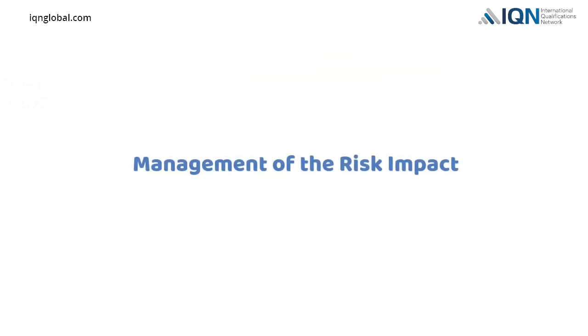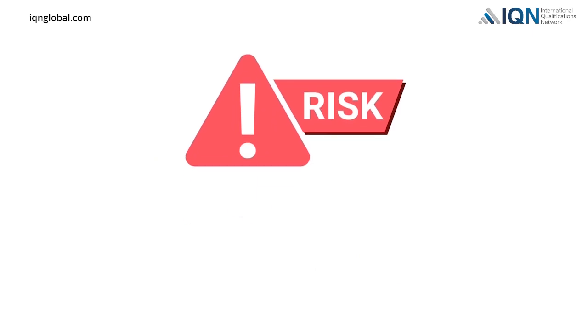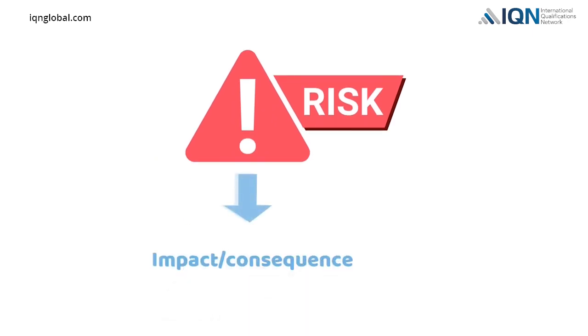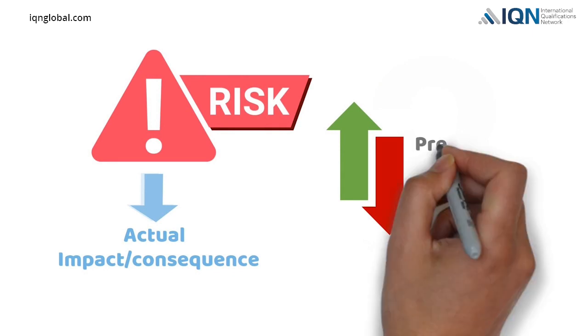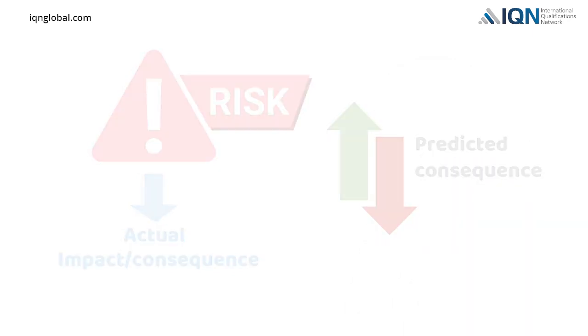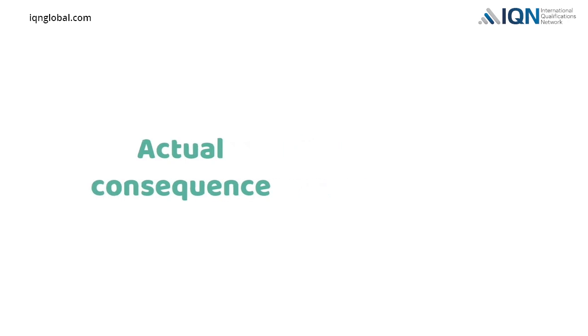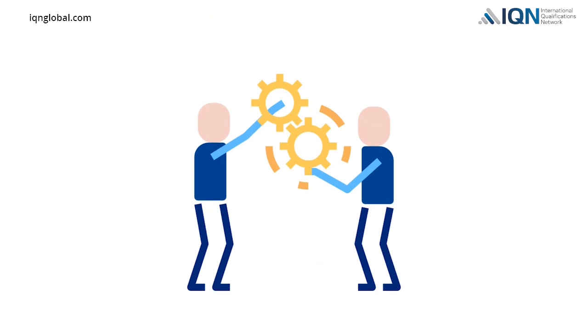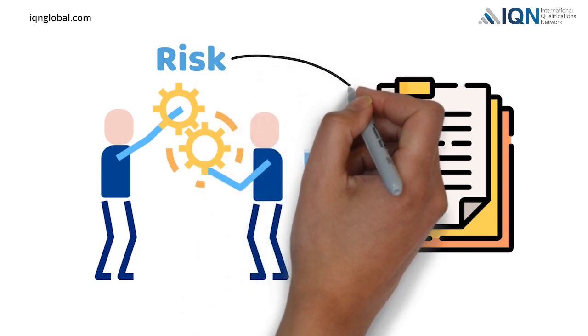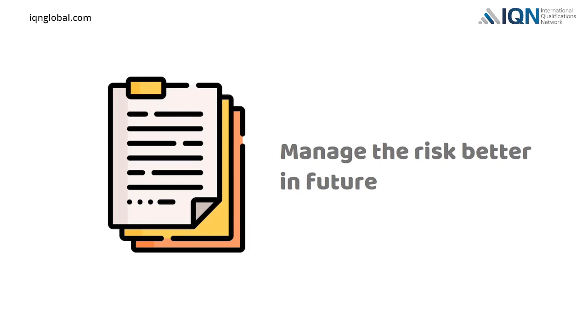Management of the risk impact. When a risk occurs, its impact or consequence may sometimes differ from what the project team predicted. Actual consequence of a risk could be more or less than what was predicted. If the actual consequence of a risk is less severe than what was predicted, the project team may change the way they will respond to that risk. The team will document their experience in dealing with the risk. This will help the team to manage the risk better in case the same risk reoccurs in the future.